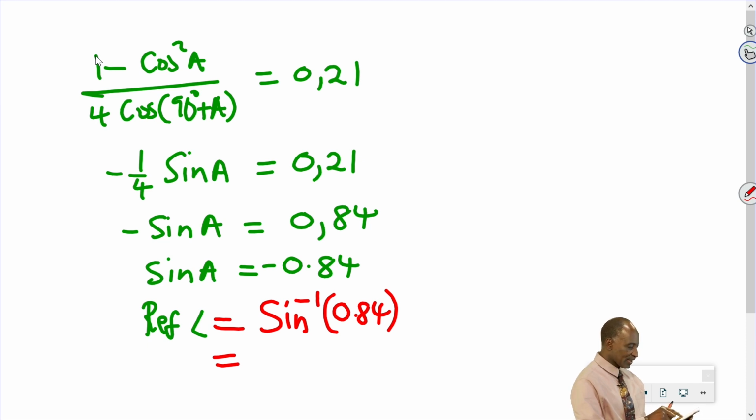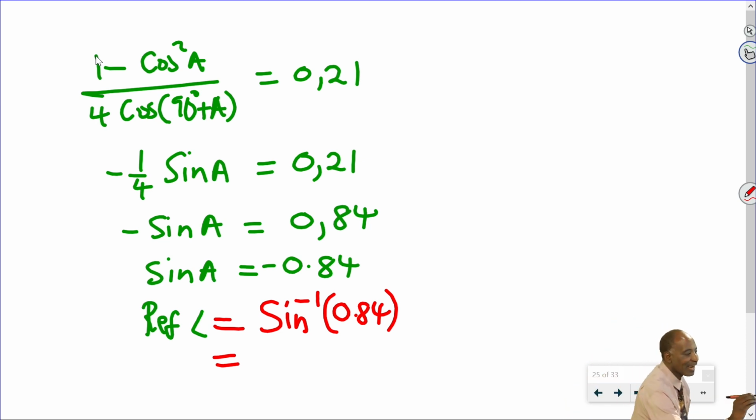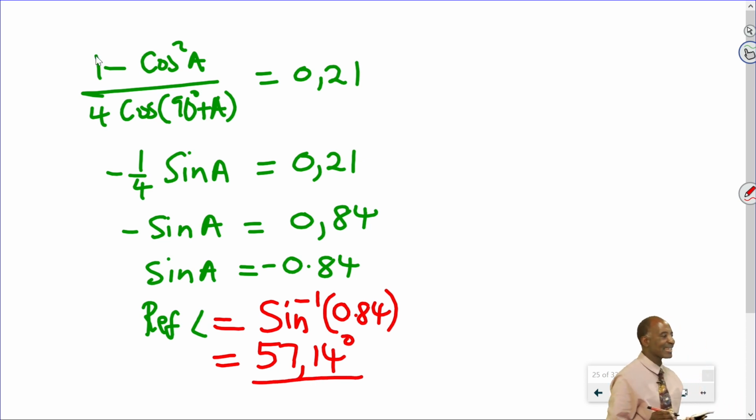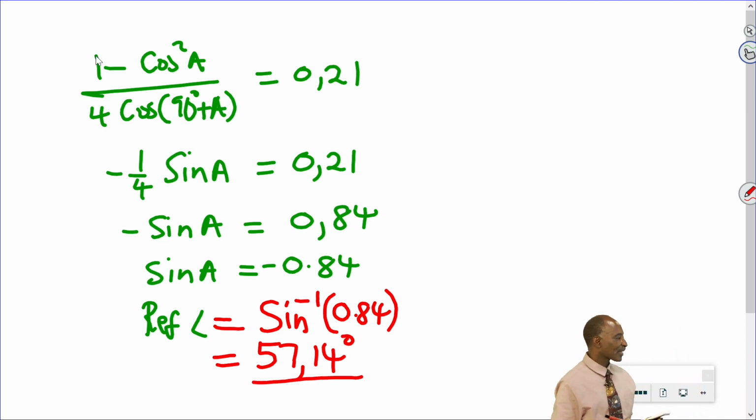0.84. Second function sine. Then you put your brackets, 0.84, close brackets, equals to 57.14 degrees. My reference angle is 57.14 degrees. That's my reference angle.